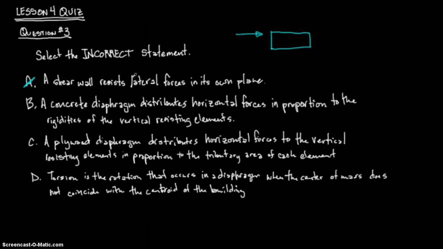Alright, going on to letter B. A concrete diaphragm distributes horizontal forces in proportion to the rigidities of the vertical resisting elements. That's a little bit difficult to wrap your head around, so I'll read it again. Concrete diaphragm distributes the horizontal forces in proportion to the rigidities of the vertical resisting elements. That sounds correct, so I'm going to go ahead and mark it off.